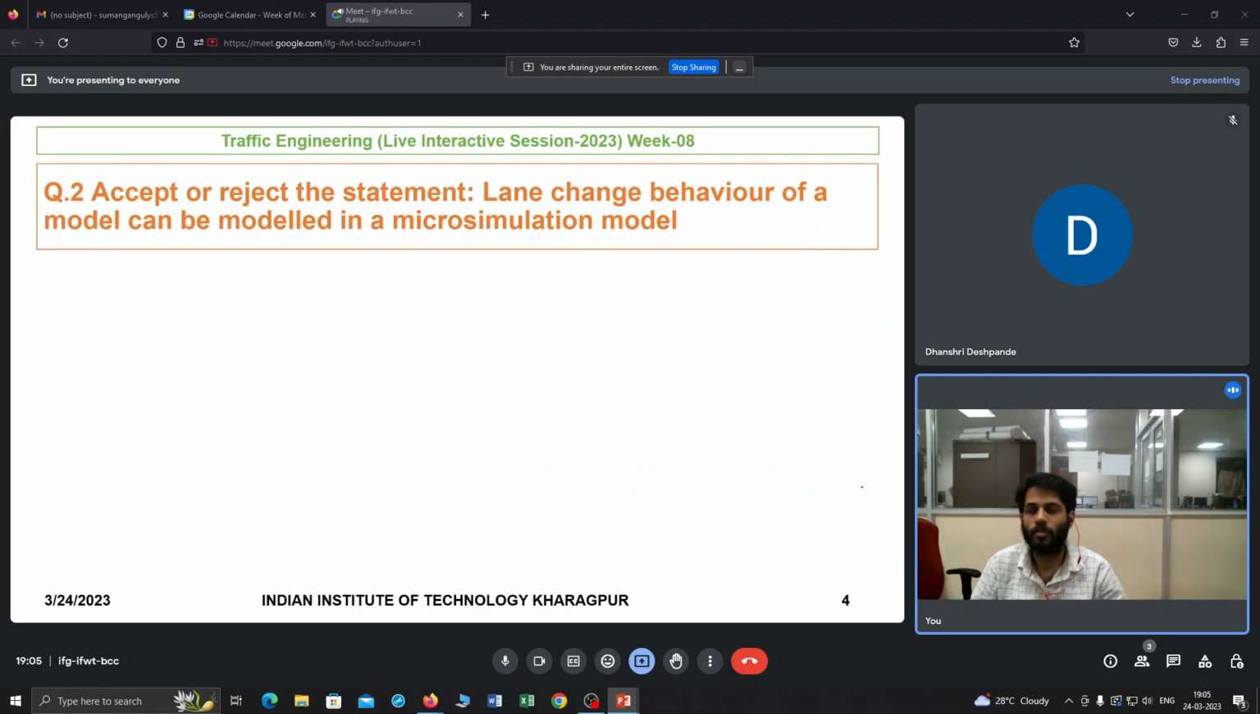So this one is the accept and reject type question. Question 2: the lane change behavior of a model can be modeled in a micro simulation model. Just 5 minutes ago I was discussing this. So is it accept or reject? Tell me. I told you that the car following model not only accounts for your longitudinal behavior but also accounts for your lane change behavior, right? So is it that lane change behavior can be modeled in a micro simulation model?